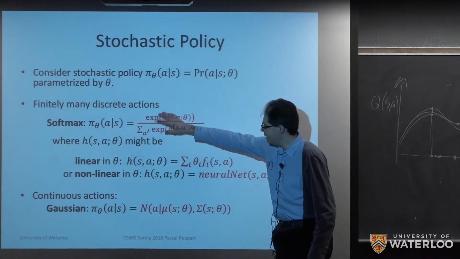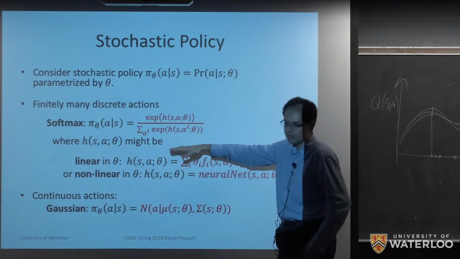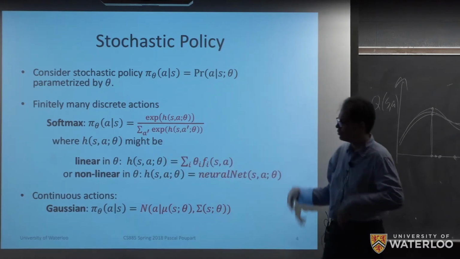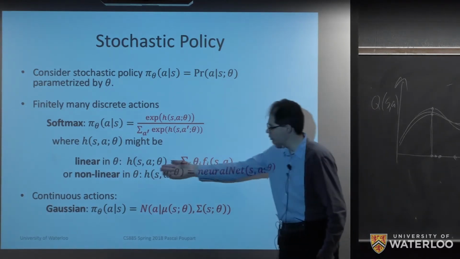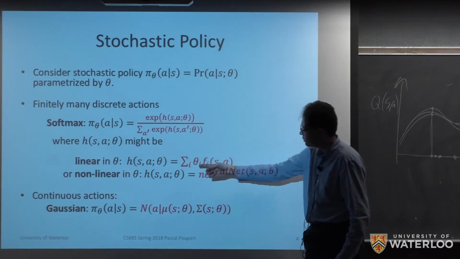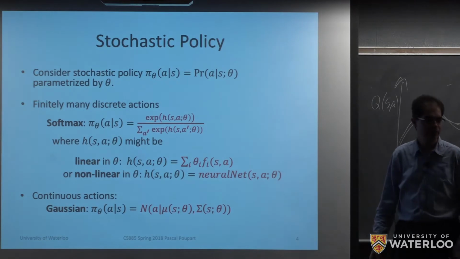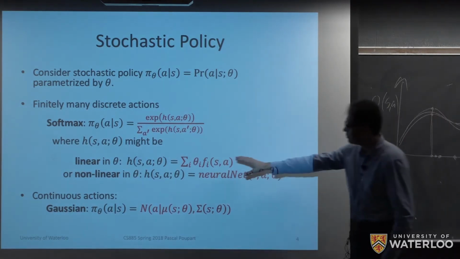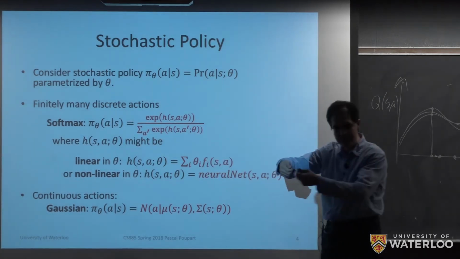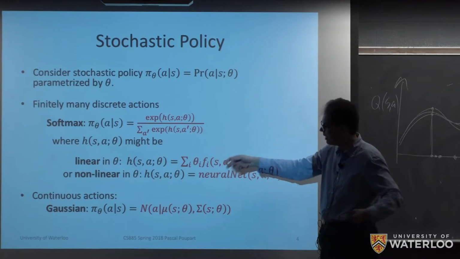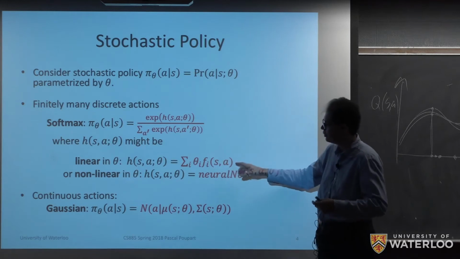Okay, so in this expression, I've got another function called h, and here h, just think of it as a score. This scoring function might be computed either through a linear function with respect to theta, or maybe a nonlinear function like a neural network. These would be the two most popular types of scoring function. If it's linear, then theta will essentially be a vector of parameters, and I'm going to multiply each parameter theta by a basis function.